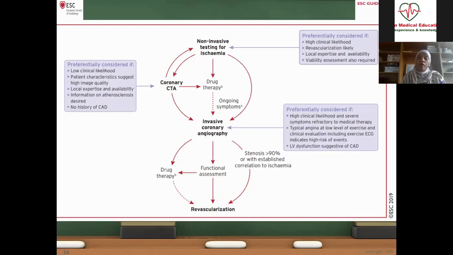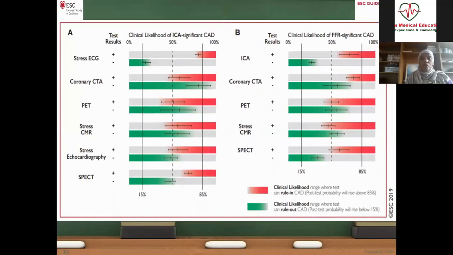Or if they, particularly if they have established a correlation of ischemia. If the lesion is between 90 to 50, then it is recommended that you should have an invasive functional assessment, FFR, iFR. All these invasive tests are recommended to guide your revascularization. And of course, if the patient has less than 50% or moderate disease, usually they could be managed with medical therapy.